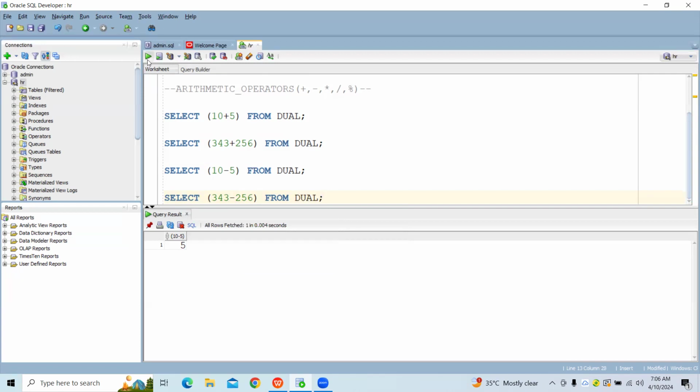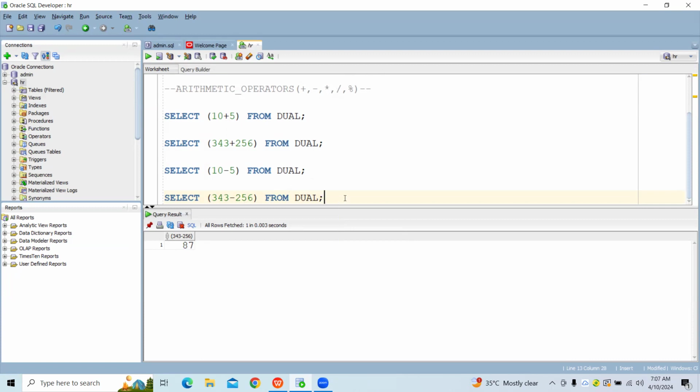So now let me run the query. What happens if I run this particular query? If we subtract 256 from 343, we would be getting 87. So the same 87 has been displayed to us in the output. You can see, this is the output. So this is about the subtraction operator.